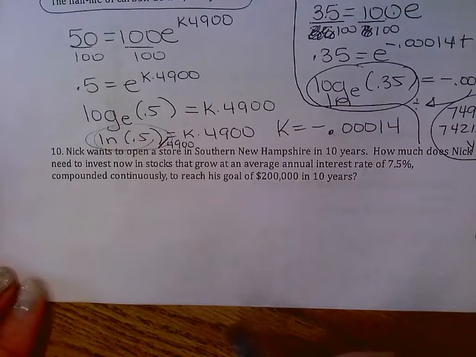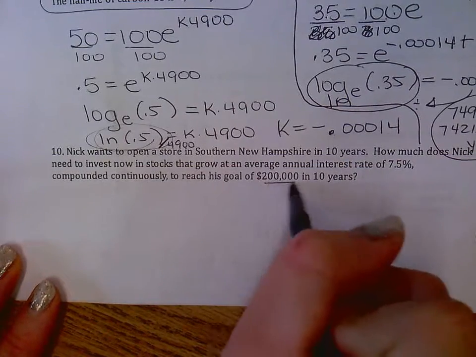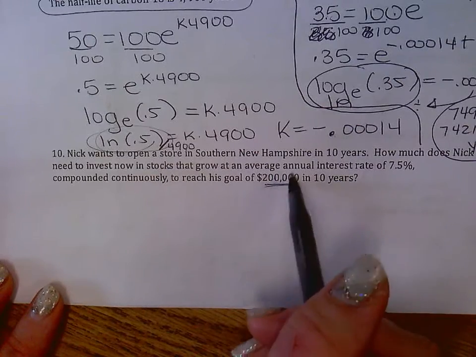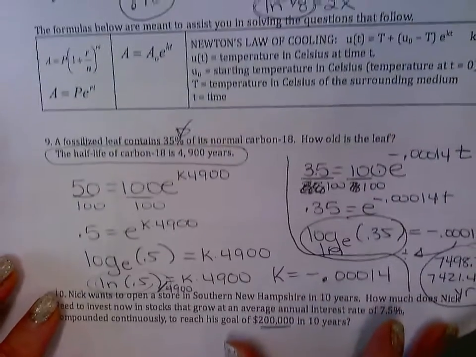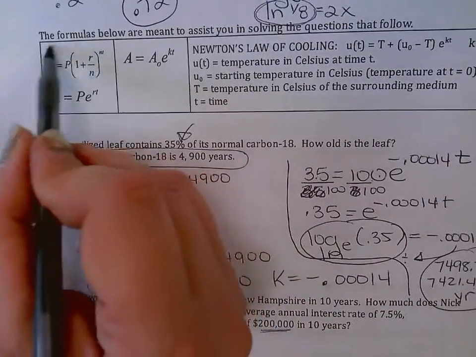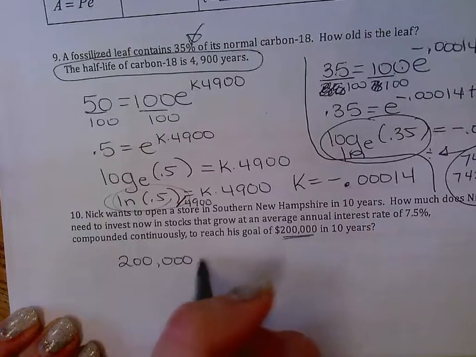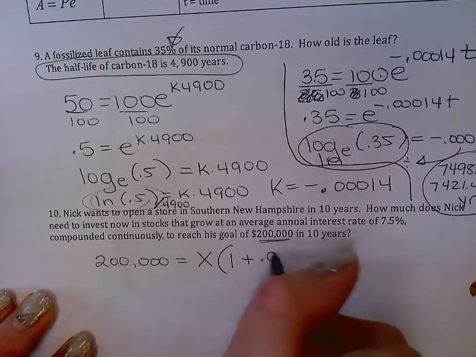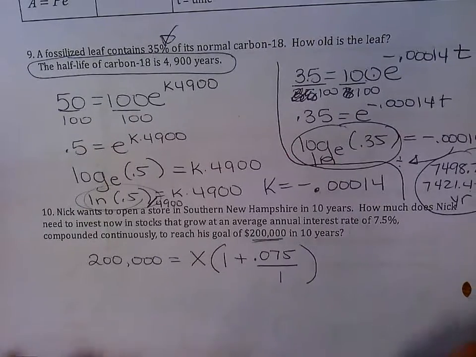All right, number 10 is an application problem about compound interest. He needs, in 10 years, he has a goal of reaching $200,000. He's investing in stocks that grow at an average annual interest rate of 7.5%. That would be pretty good if your money was 7.5%. Average annual interest rate is this formula right here. So we want to get to 200,000. We don't know how much we are investing, but we know that we're getting 7.5%. It's annual interest, so N is just 1.